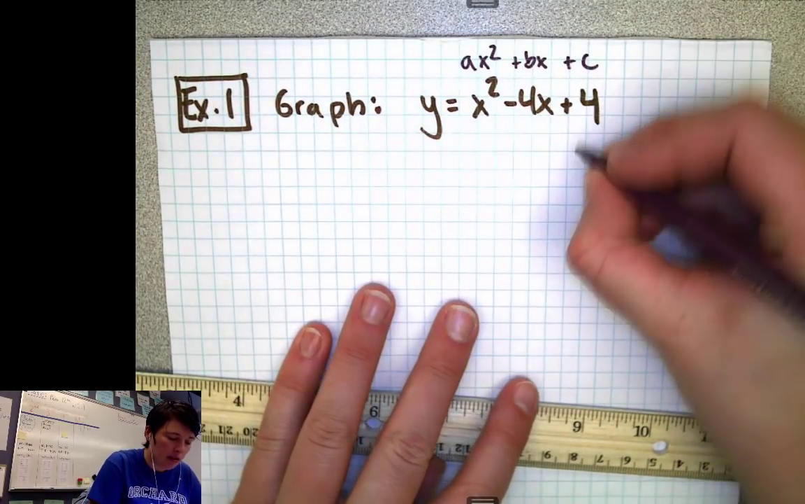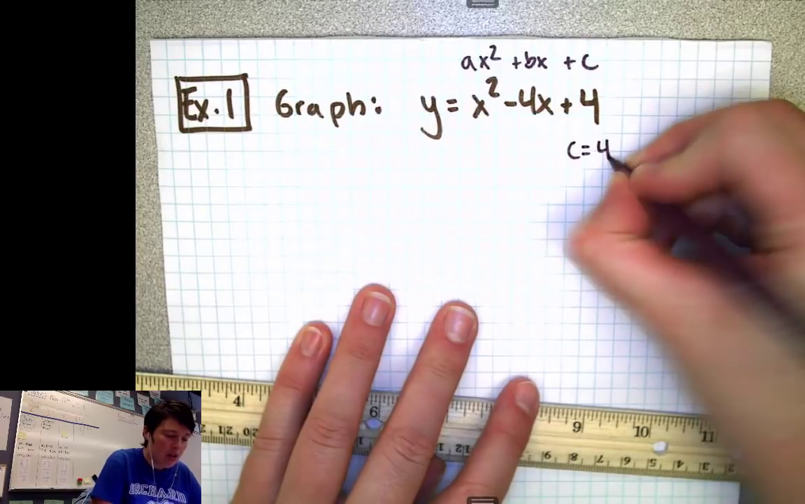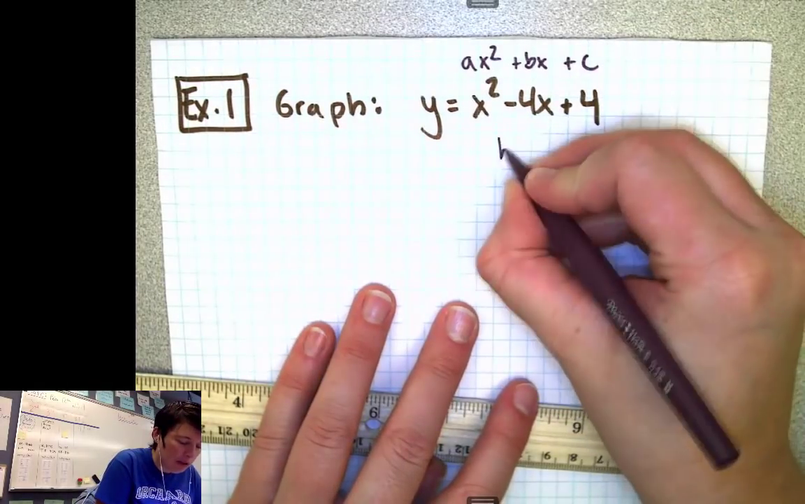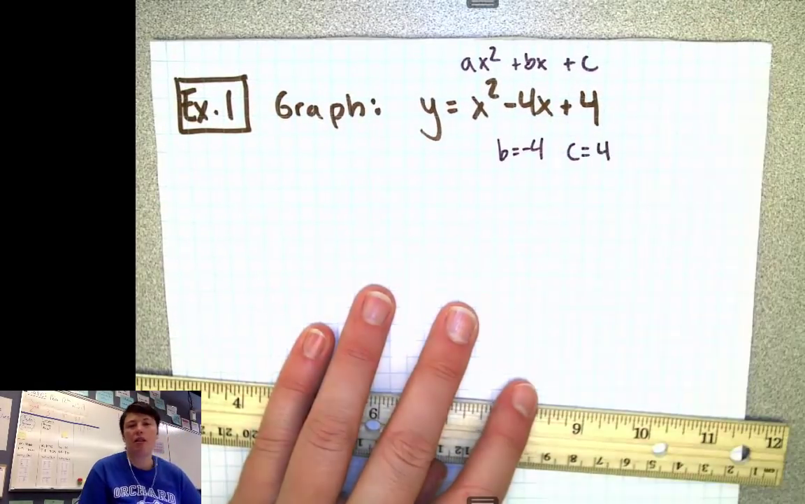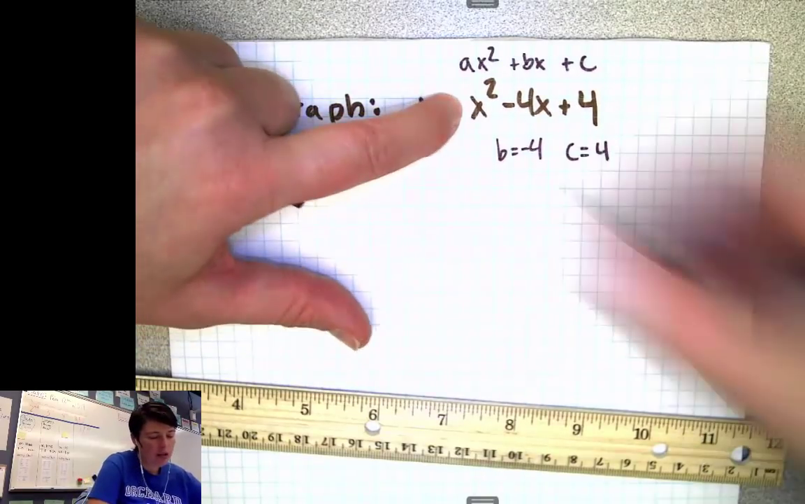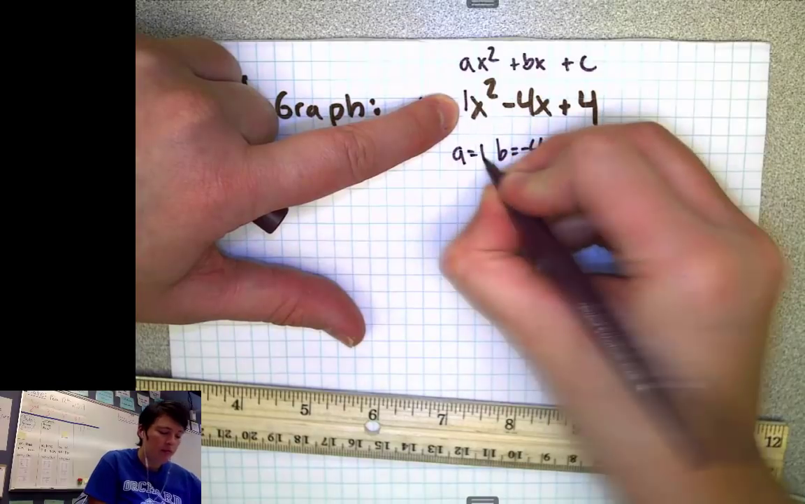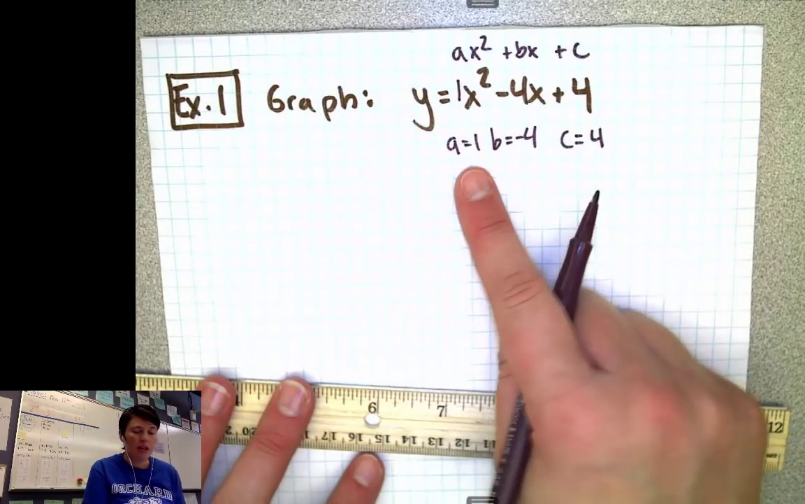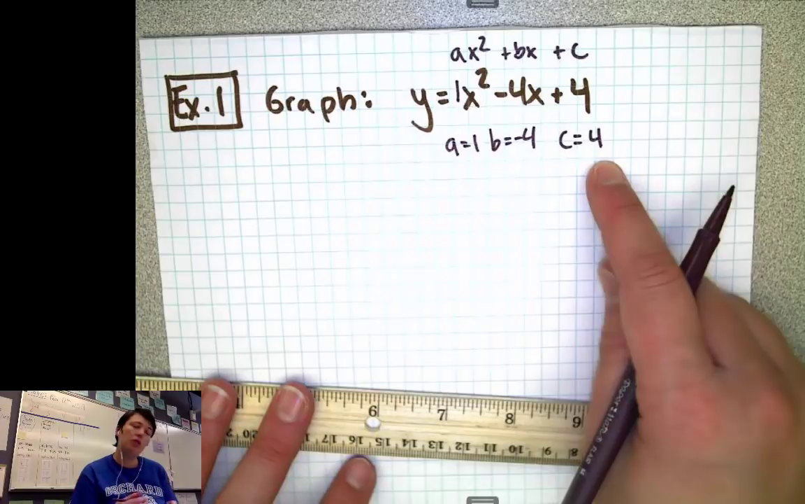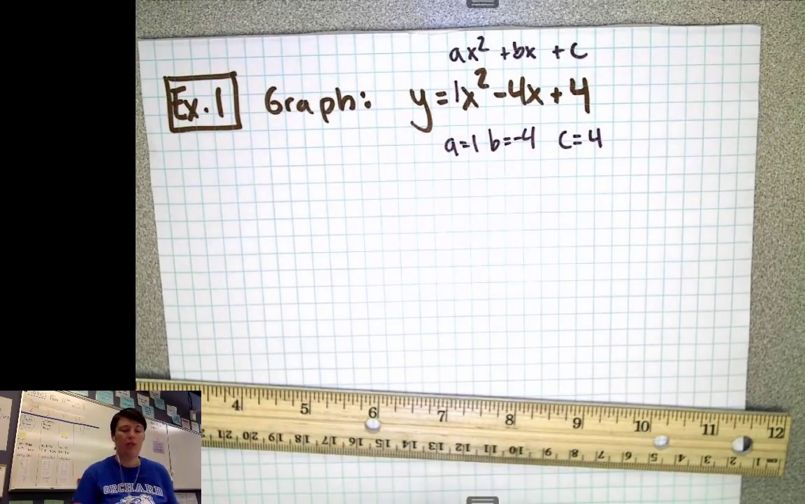Now my c looks like it's equal to 4. My b looks like a minus 4. And what would a be in this problem? Well, a would be the number 1 that we don't see. So a is equal to 1. So there's my ABCs, 1, -4, and 4. And let me show you how that's going to be helpful in graphing.